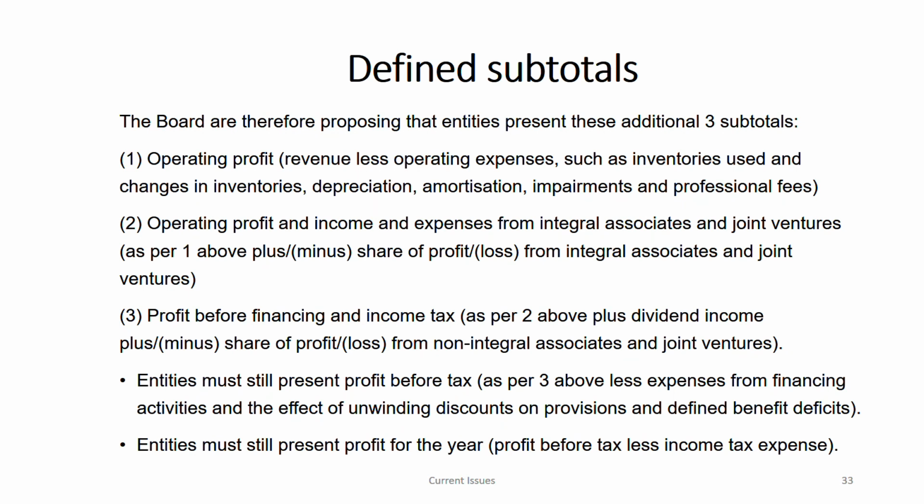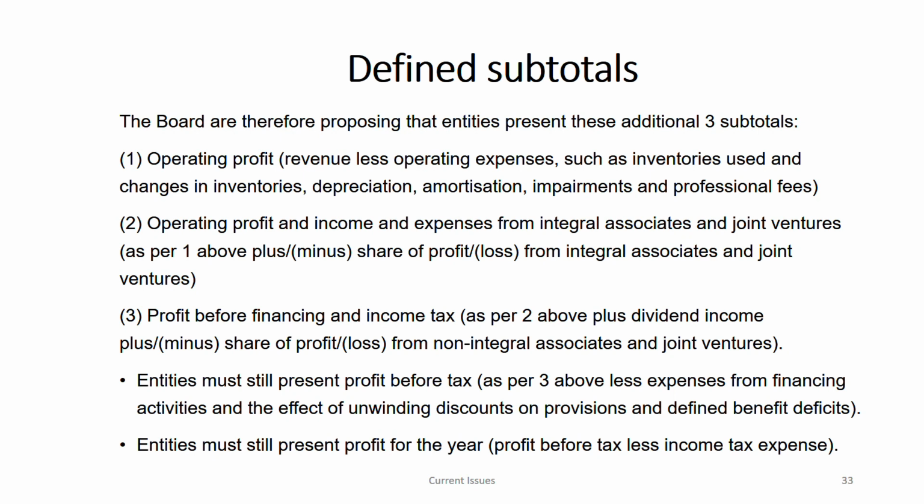You see? First is just the operating profit. Then you add integral associates and joint ventures profit or loss. Then you take profit before interest and tax. Then you deduct interest, then you deduct tax also, which is known as profit for the year. After you deduct tax also, what is left is profit for the year that you have to present. So 5 subtotals. I hope you will remember it.